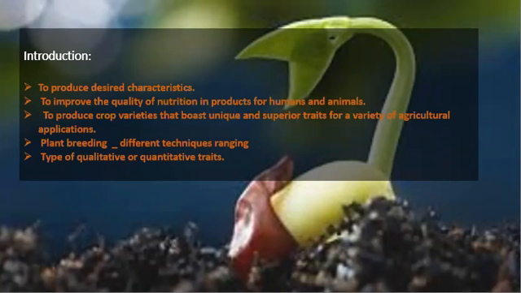agricultural applications. Plant breeding can be accomplished through many different techniques, ranging from simply selecting plants with desired characteristics for propagation, to methods that make use of knowledge of genetics and chromosomes, to more complex molecular techniques. Genes in plants are what determine what type of qualitative and quantitative traits it will have.